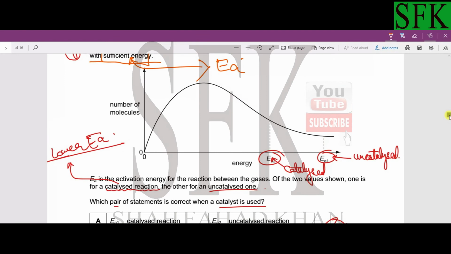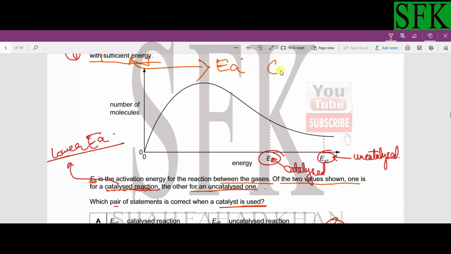Now, if we look at this graph, on the y-axis we have the number of molecules and on the x-axis we have the energy. Always remember, Ea is the activation energy for the reaction between the gases. Activation energy is the lowest energy needed for the reaction to occur. Of the two values shown, one is for the catalyzed and the other for the uncatalyzed reaction. Which pair of statements is correct when a catalyst is used?